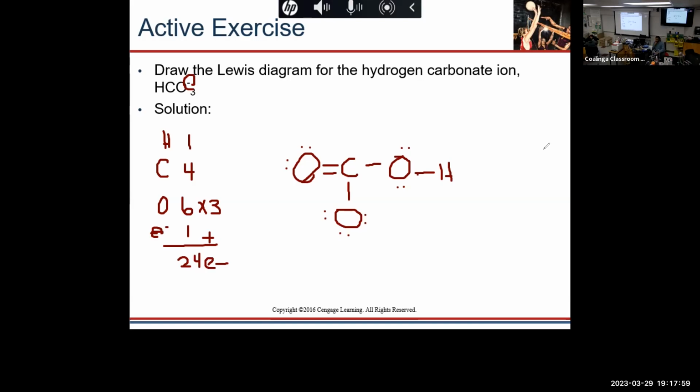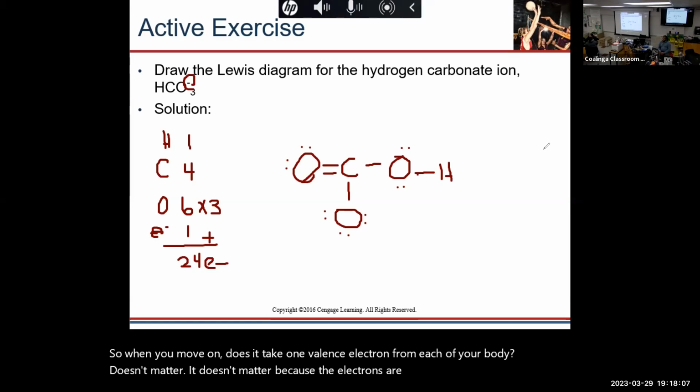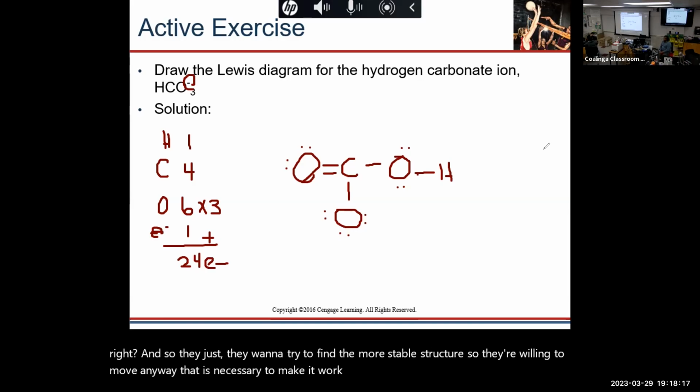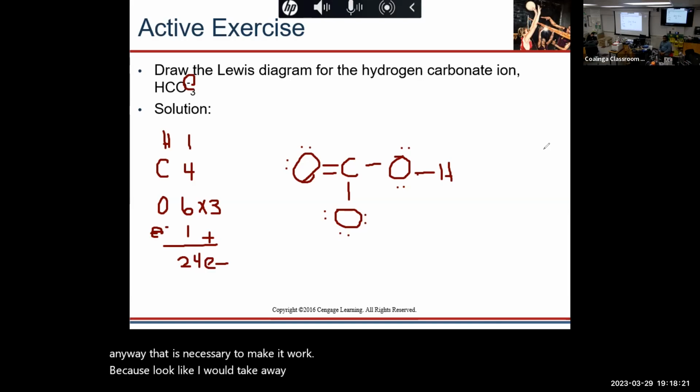So when you do a bond, does it take one valence electron from each one you're bonding from, or does it take two? It doesn't matter, because the electrons are mobile and they're up for grabs. They want to find the more stable structure, so they're willing to move any way that is necessary to make it work. It's not like you take one away and then put it over here. No.